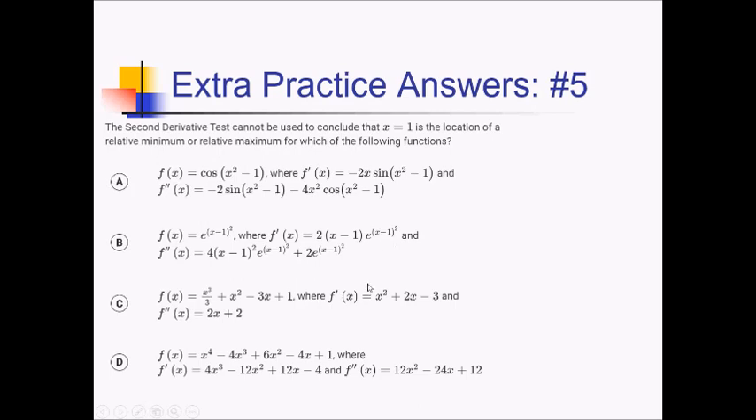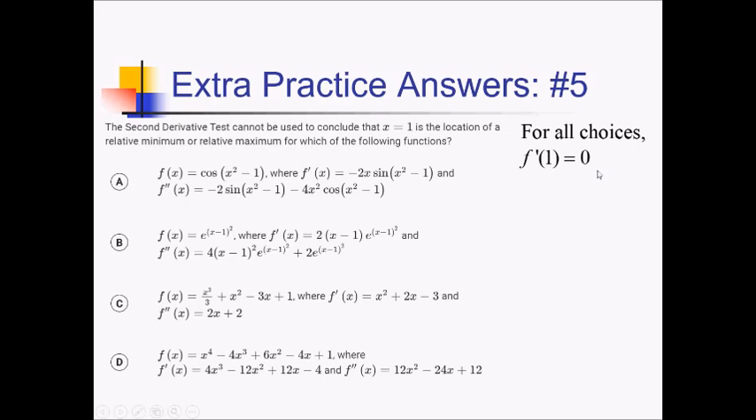Choice C now, we've got 1 plus 2 minus 3. That also comes out to 0, so C is good. And on to choice D now, because we haven't eliminated anything yet. Plugging in 1 to f prime, this is going to be 4 minus 12, which is negative 8. Plus 12 is back to 4. Minus 4 is 0. So it turns out that for all these answer choices, f prime of 1 is 0. So far, the second derivative test can be used to confirm all of them being relative mins or maxes.